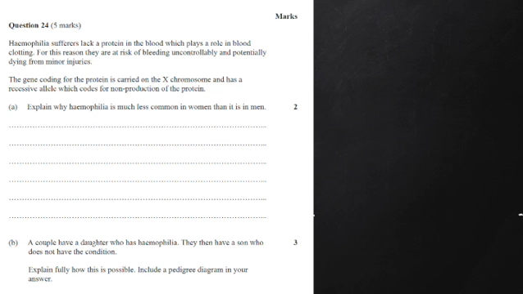So part B is a couple have a daughter who has haemophilia. They then have a son who does not have the condition. Explain fully how this is possible. Include a pedigree diagram in your answer. So what you do here is start with the pedigree, and then you can explain in words how this is possible after. But first of all, let's get the pedigree started.